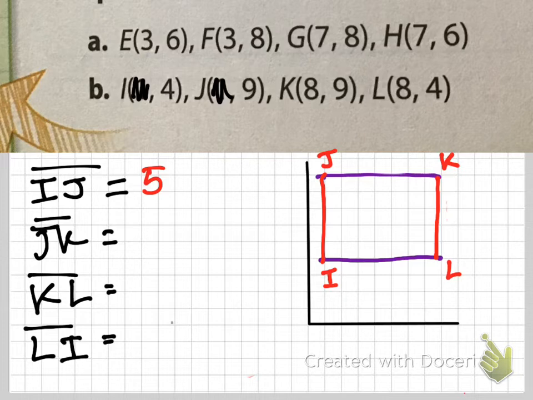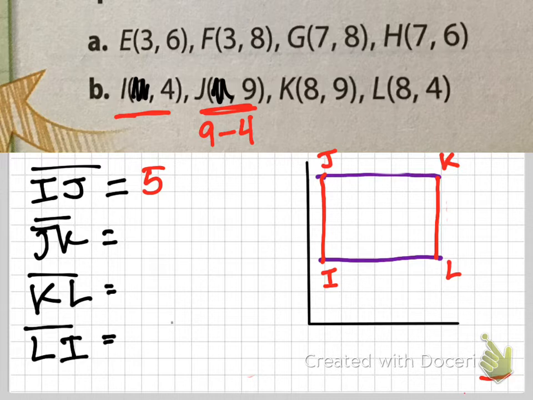For the I, the coordinates are 1, 4. For J, it's 1, 9. I subtracted 9 by 4. Yes, exactly. So he found that I was 1, 4, J is 1, 9, so he just subtracted those values, and he got 5. And let's check. 1, 2, 3, 4, 5. Excellent. He is correct.